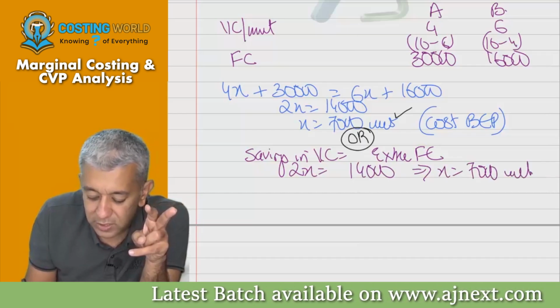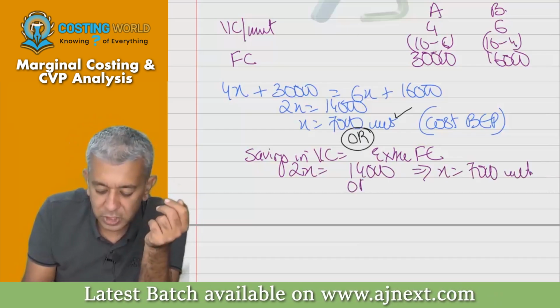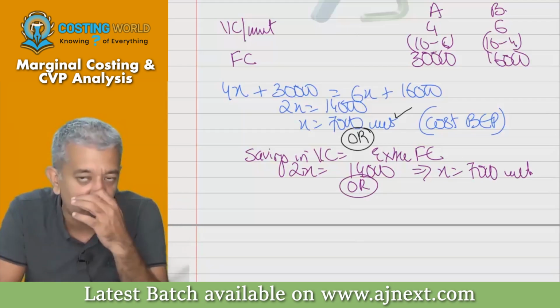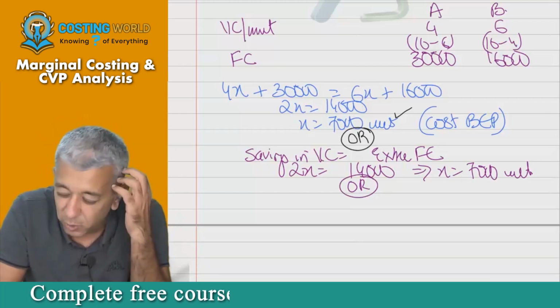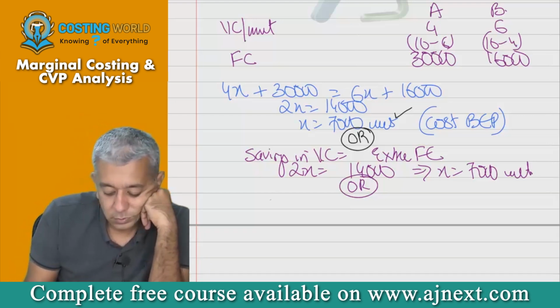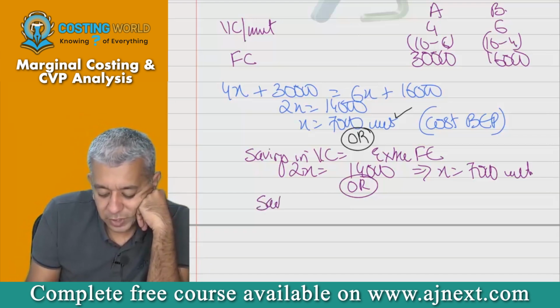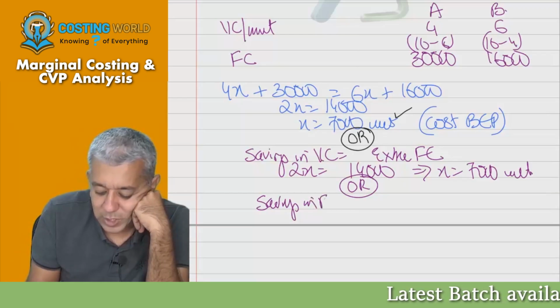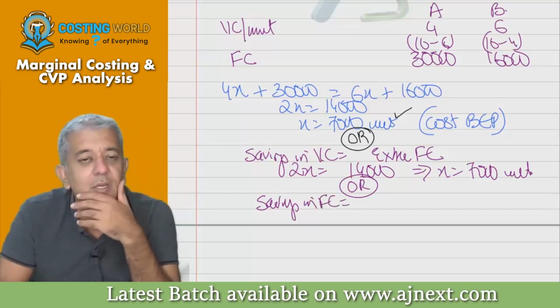Now this is the third way of doing it. Somebody says, sir, fourth way. Okay, I'll teach you the fourth way also. I love machine B, want to purchase machine B only. What is the advantage of machine B over machine A? Its fixed cost is lower. So you should always purchase machine B only because there will be savings in terms of fixed cost.